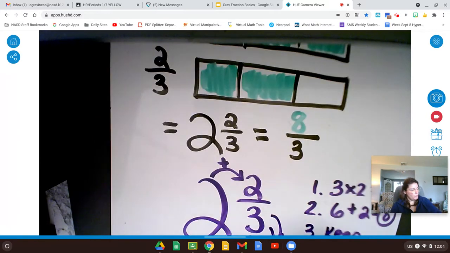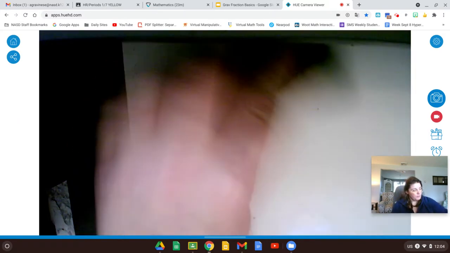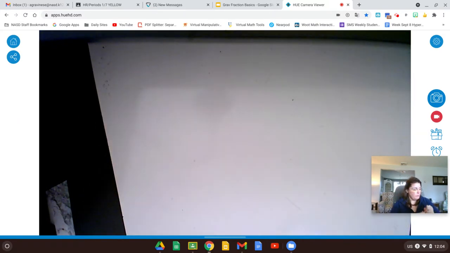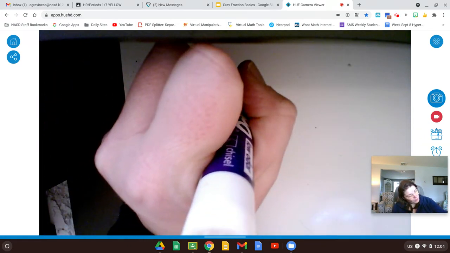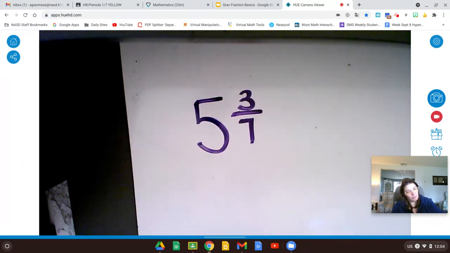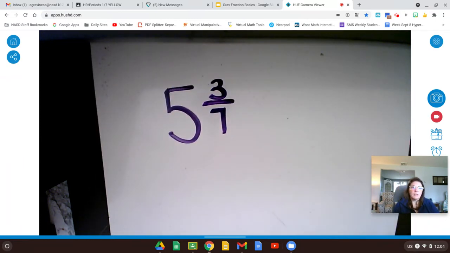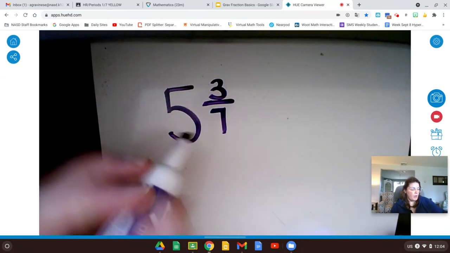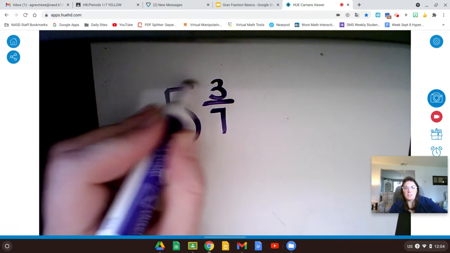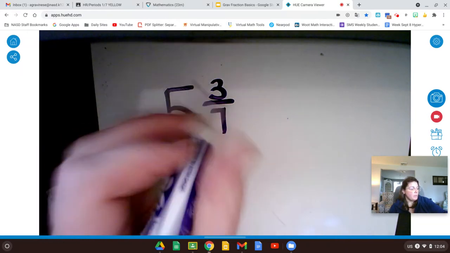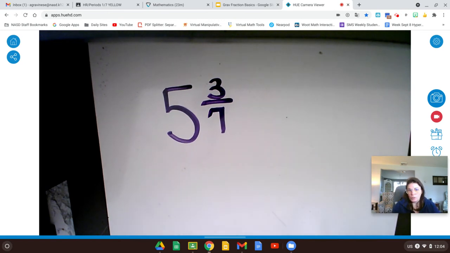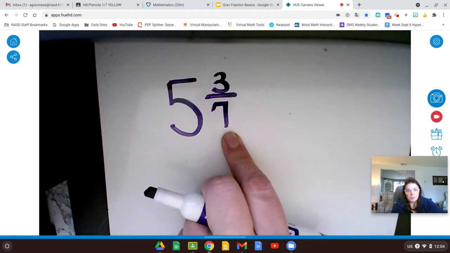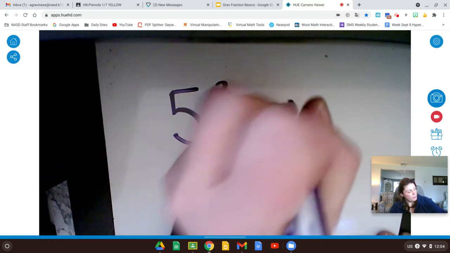All right, I want to show you one more without the model. Let's take the mixed number 5 3/7 and write it as an improper fraction. Of course, you could draw a model, but that would take some time, and it might be hard to draw sevenths. So here are our steps.